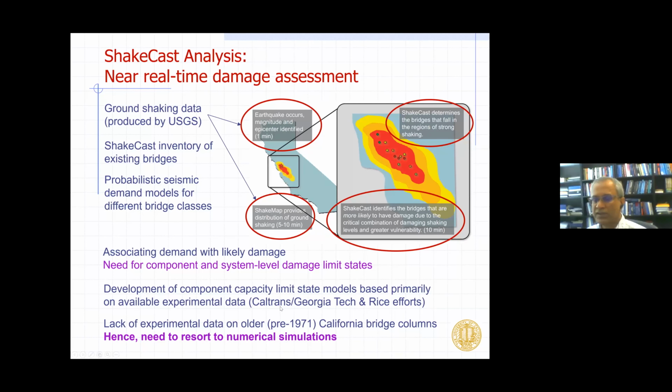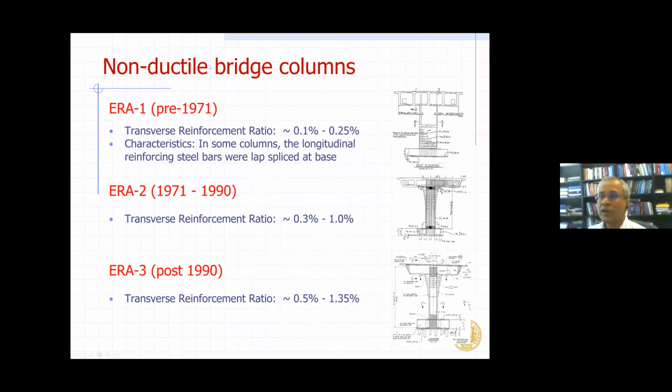And so that's the reason we said, okay, why don't we try to do some numerical simulations to add to the available experimental database. So, like I said, there already exists now in DesignSafe the data that has been compiled by the Georgia Tech group in conjunction with Caltrans, and they have classified the bridges into 3 eras. As you can see here, there's an era 1, 2, and 3.